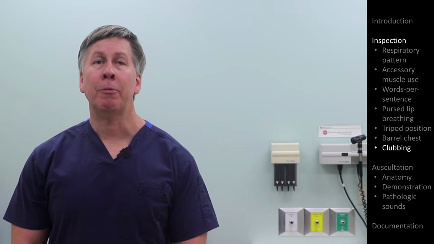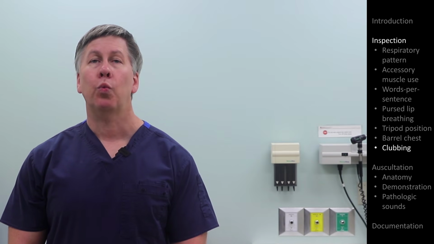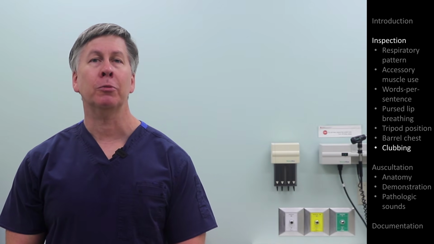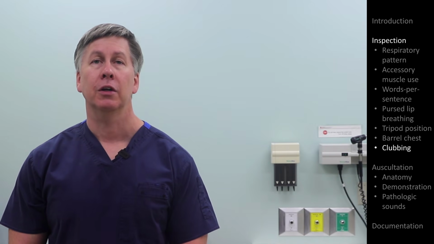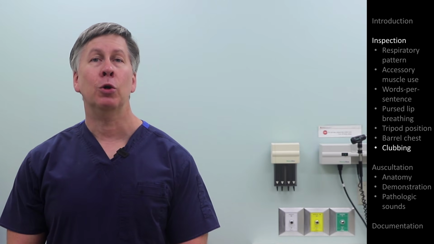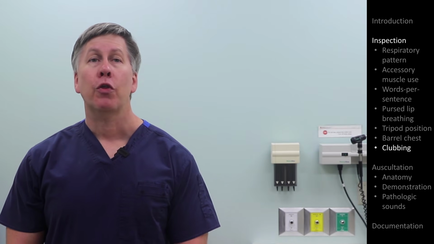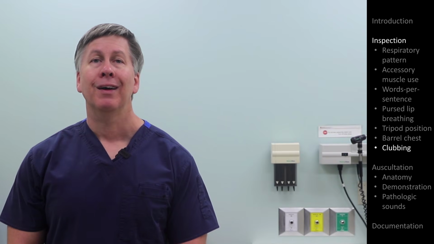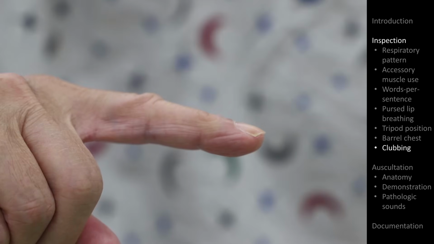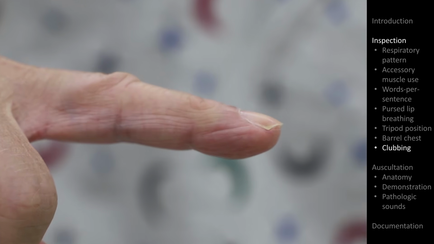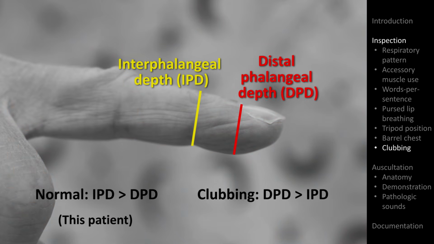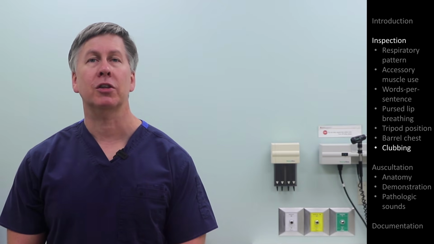There is one final abnormality to look for on inspection, which is clubbing. Clubbing is a painless enlargement of the terminal phalanges of the fingers and toes. When it occurs, it is most often symmetric. There are 2 practical definitions of clubbing. The first is referred to as an interphalangeal depth ratio greater than 1. This means that the depth of the distal phalanx at the base of the nail is greater than that at the distal interphalangeal joint. The second definition is a positive Shamroth sign.